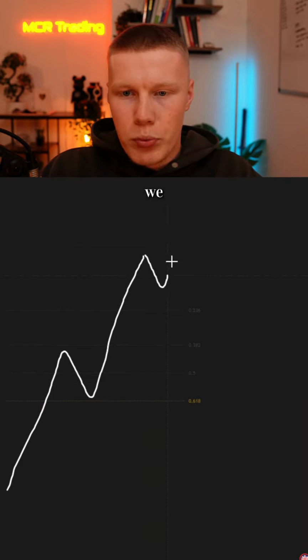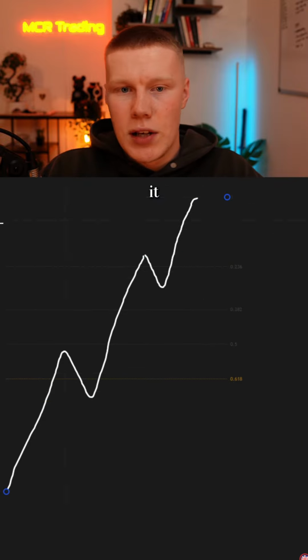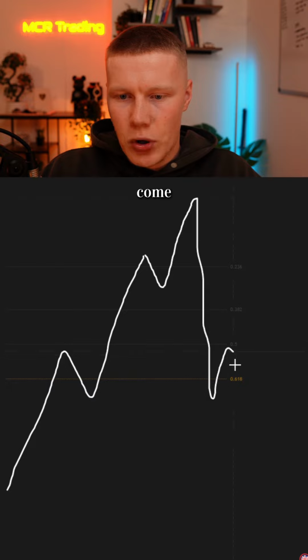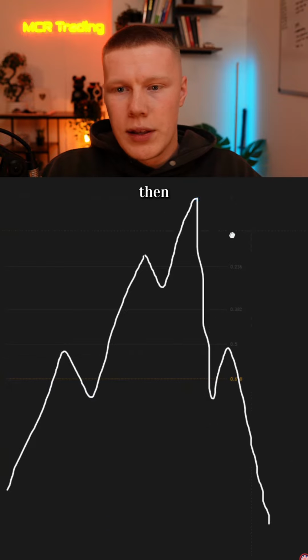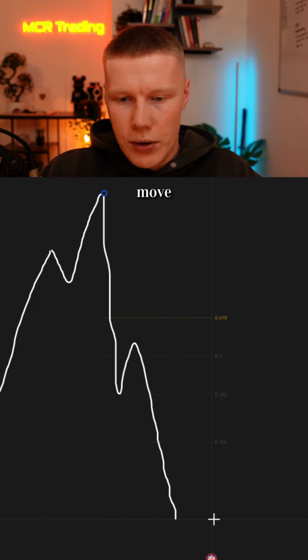And another rule, if we break this high, then that is a new fib. You draw it to, well, you'd extend it to the next high. And if we see it come all the way down here and break the low, then that fib is now completely gone and you draw the new fib, which would be this move down like that.